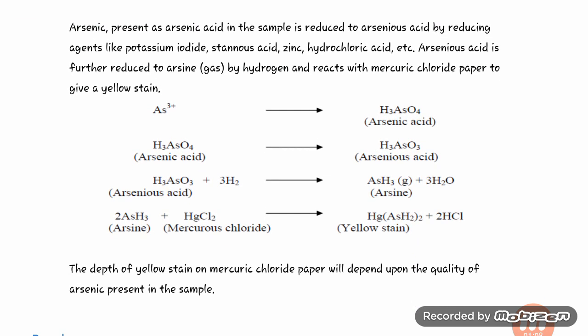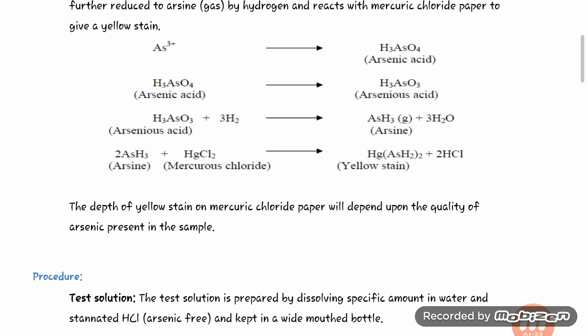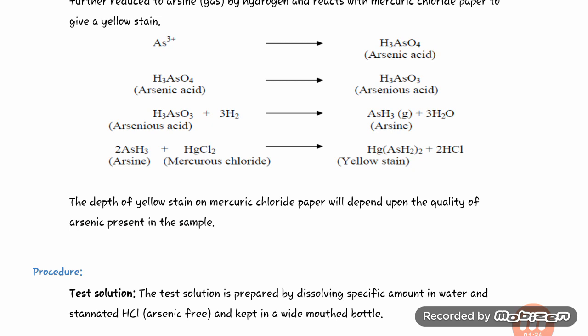First, arsenic present as arsenic acid in the sample is reduced to arsenious acid by reducing agents like potassium iodide, stannous chloride, zinc, and hydrochloric acid. Arsenious acid is further reduced to arsine by hydrogen and reacts with mercuric chloride paper to give a yellow stain. So the depth of yellow stain on mercuric chloride paper will depend upon the quantity of arsenic present in the sample.